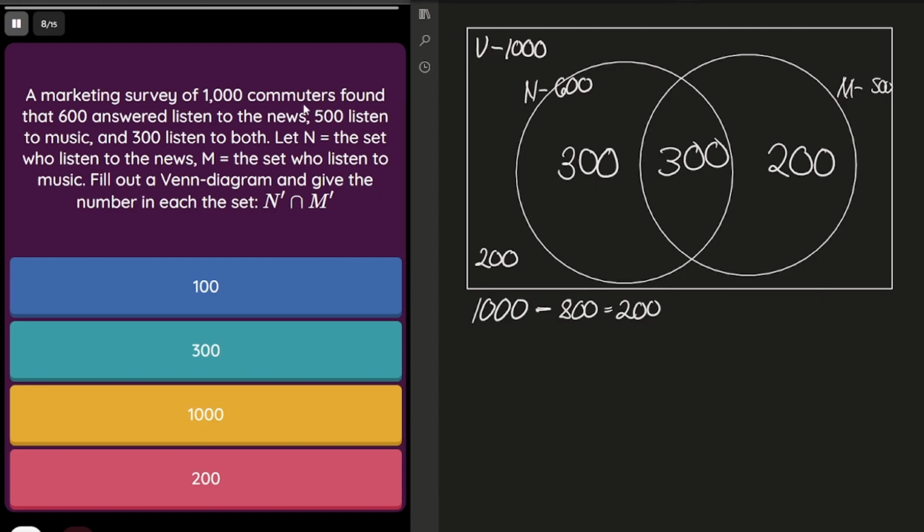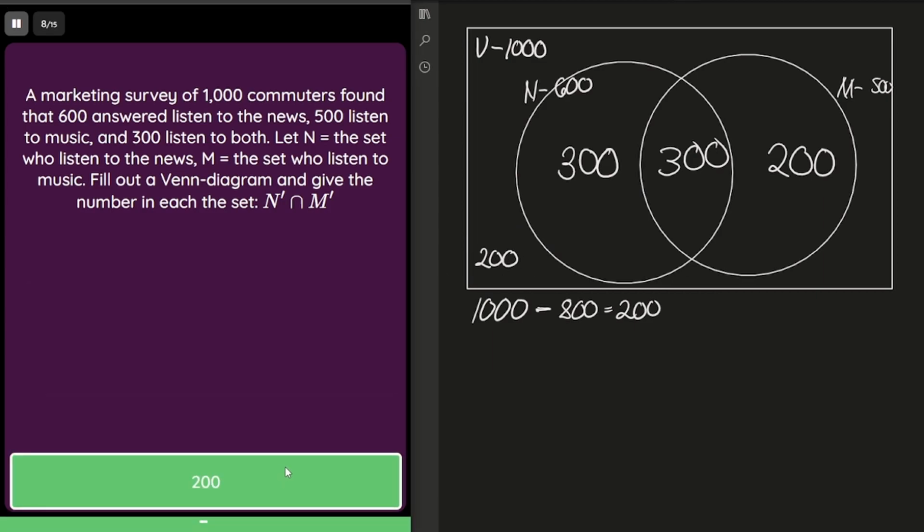Question 8. Same given, different problem. The complement of N, intersection of complement of M. This is essentially those who do not listen to news or music, and that is 200 people. There you go.